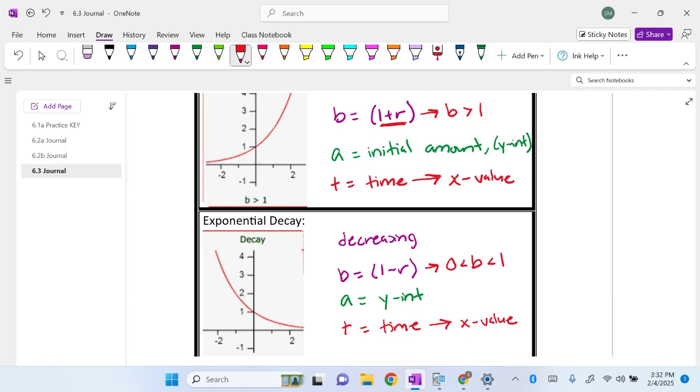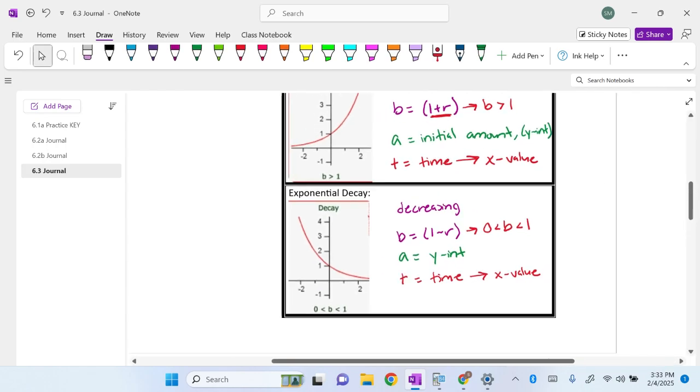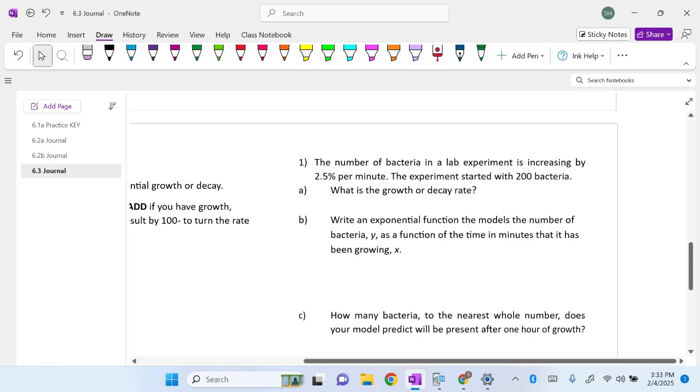So these are things to think about when you're talking about exponential growth and exponential decay. And typically in the word problems, they will tell you whether it's going to be growing or decreasing. They'll use that verbiage. However, sometimes they may show you a graph and you have to determine whether it's growing or decreasing. It just depends on what they give you in the context. So let's do some examples.